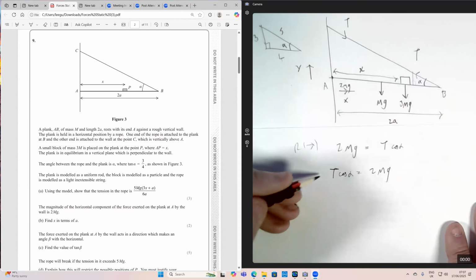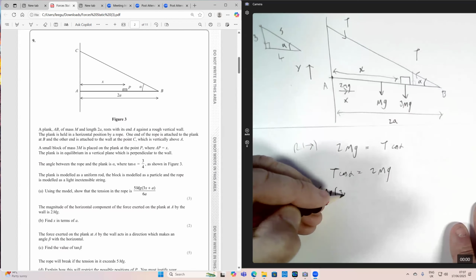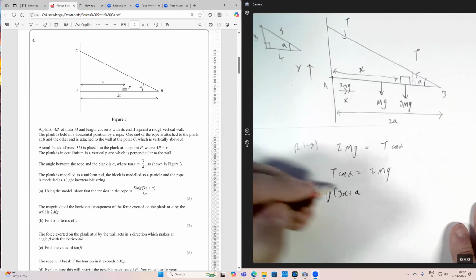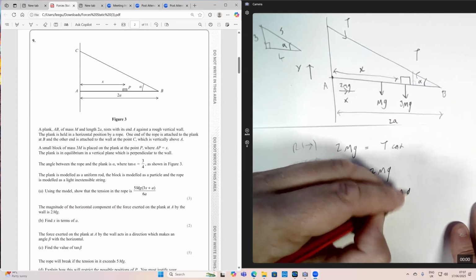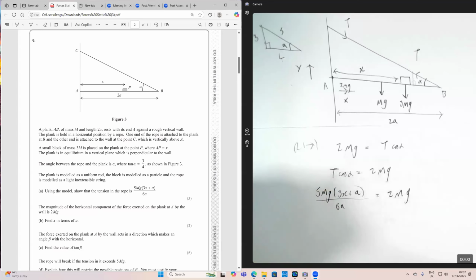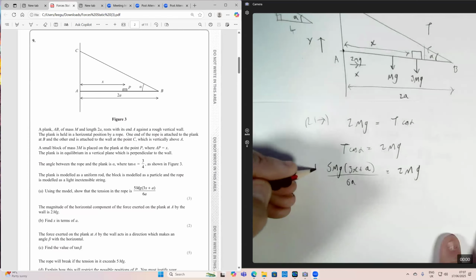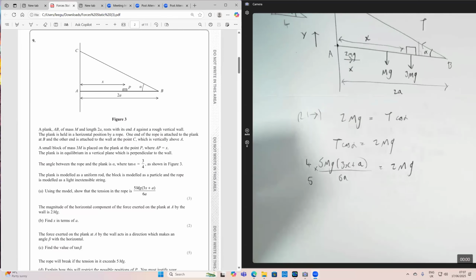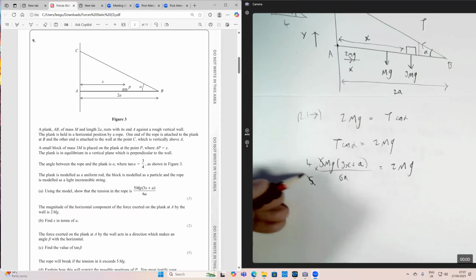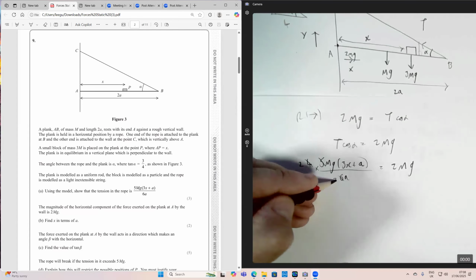Our T, we know from before, is 5mg times (3x + a), all divided by 6a, and that is equal to 2mg. And then we've got our cos alpha, and cos is adjacent over hypotenuse, so that's going to be times 4/5. So we can do some cancelling out now. We can cancel out that 5 and that 5, and then the 4 and the 6 can go to 2/3.